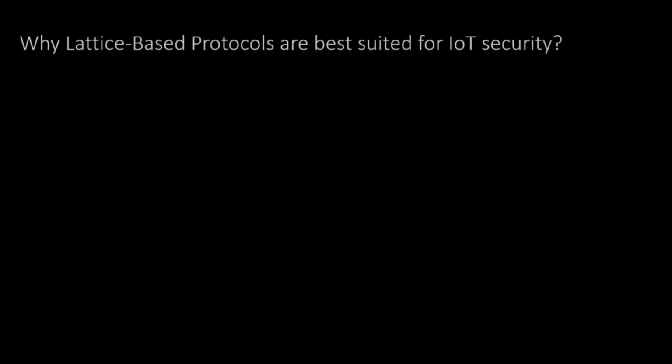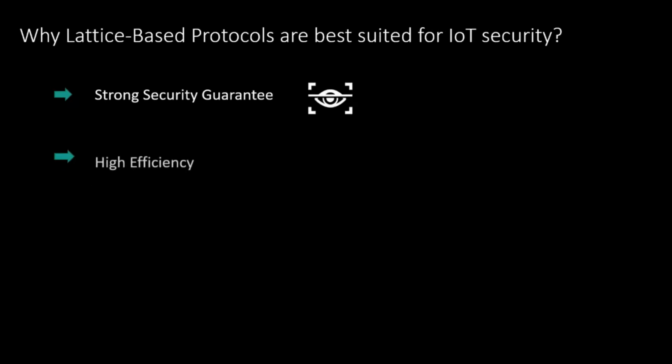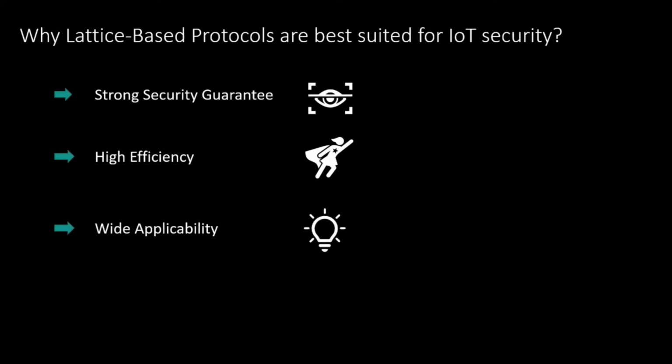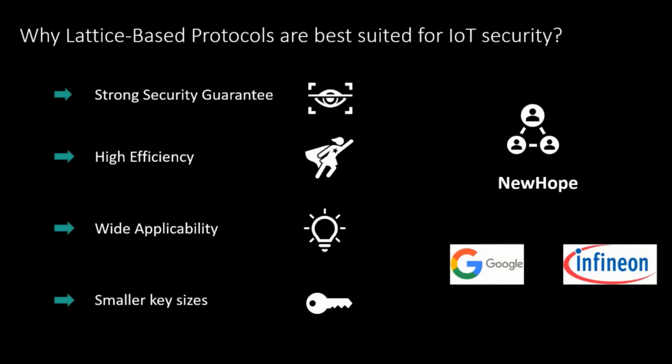So it is a very eminent question to ask why the lattice-based protocols that we discussed earlier are best suited for IoT security. These are for the following reasons: strong security guarantee, high efficiency compared to other post-quantum assumptions, wide applicability in terms of industry adoption and implementation, and also smaller key size compared to code-based and hash-based primitives. It is also interesting to note that a lattice-based scheme like New Hope has seen wide-scale industry adoption from Google and Infineon. So it is quite assuring that it is not only a research-intensive protocol, but it also has commercial success.